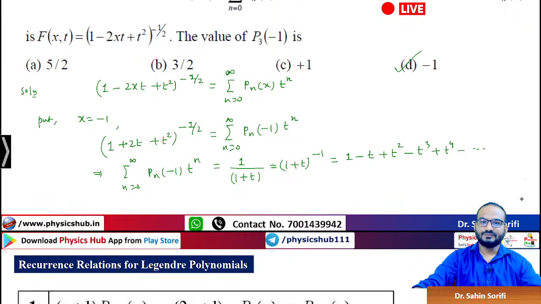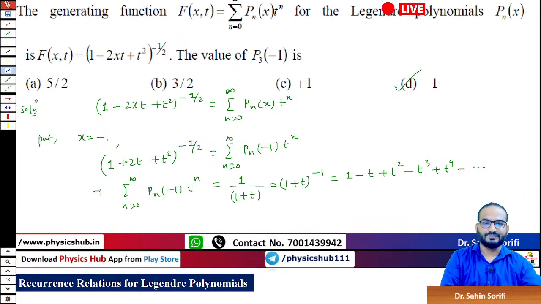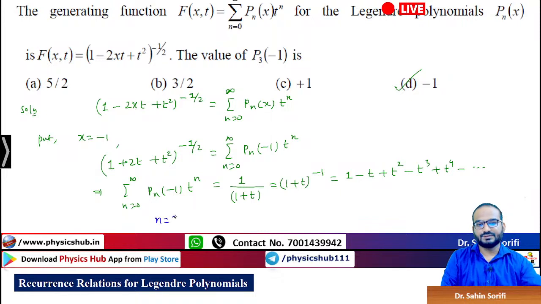Now as you can see clearly, if you consider P3 of minus 1, you have to put n equals to 3. Now to get P3 of minus 1, look at the coefficient of t cube. So here you can say this is equals to minus t cube. If you just compare the coefficient of t cube, that gives you P3 at minus 1 equals to minus 1. Option D.